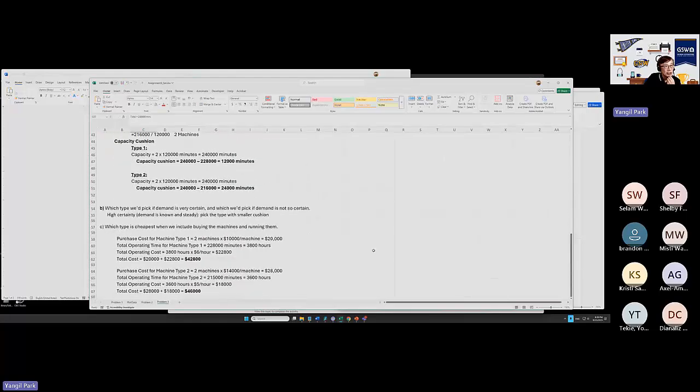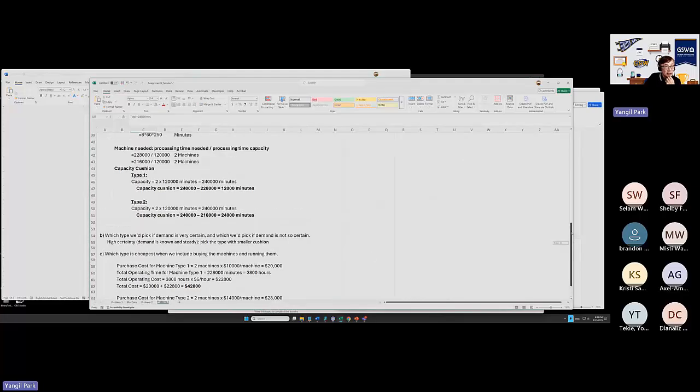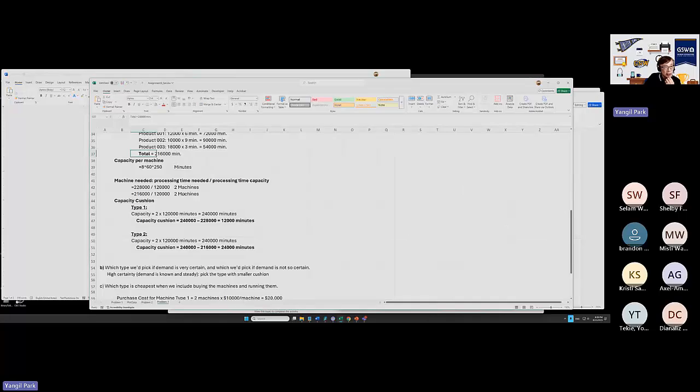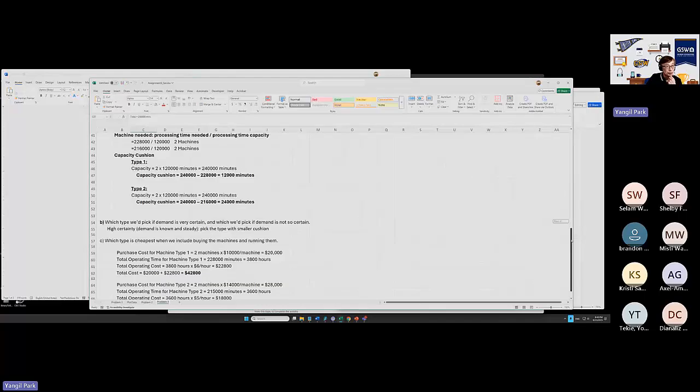Then B, which type are you going to pick if demand is uncertain? That, I think, is just a judgment call based on the calculation we already did. So we don't have to calculate this, just look at the numbers and depending on the situation, whether demand is steady or otherwise, decide what you're going to do. Because one has a higher cushion and the other has a lower cushion. So depending on the situation, you can decide which one you want to choose.